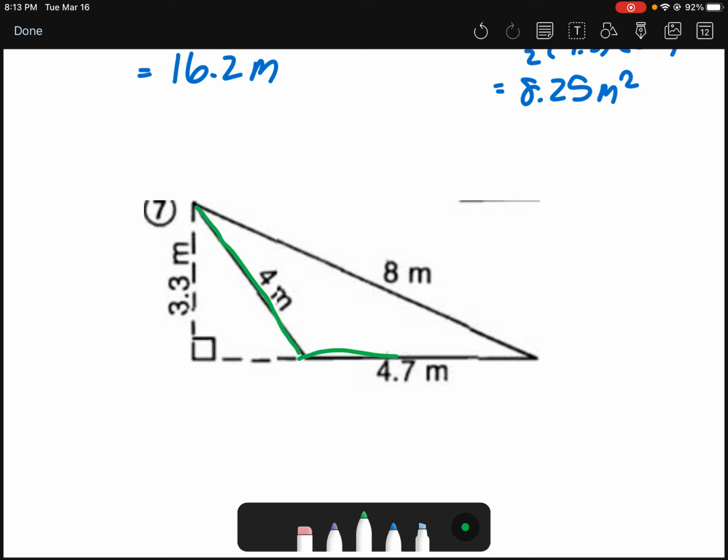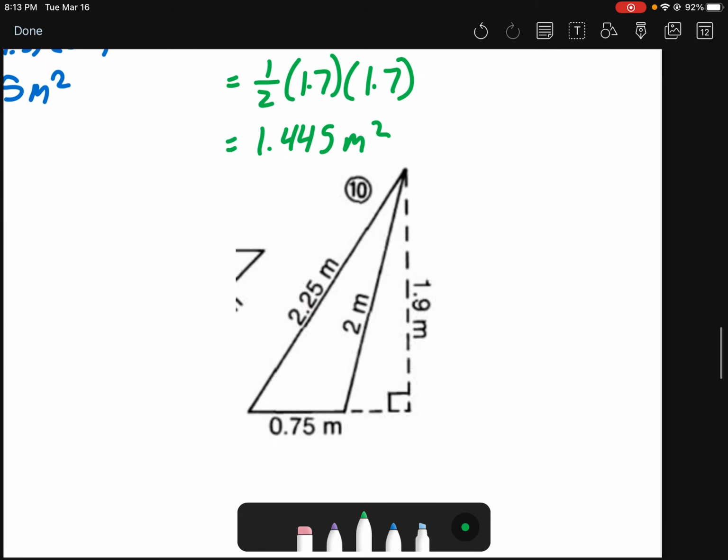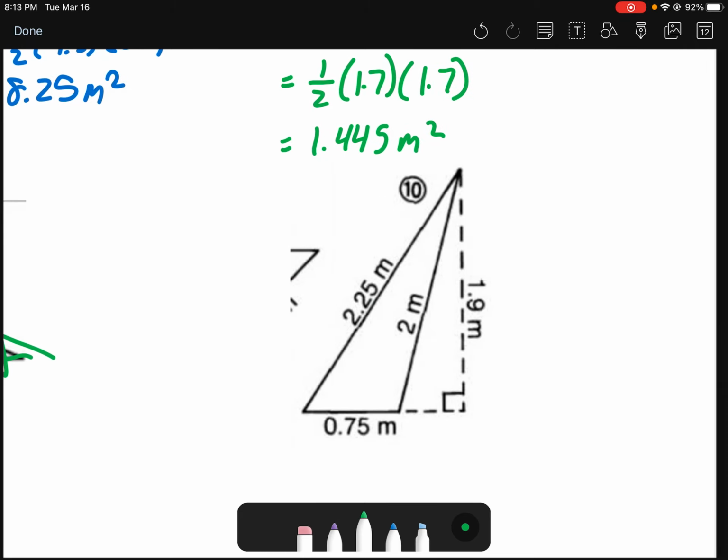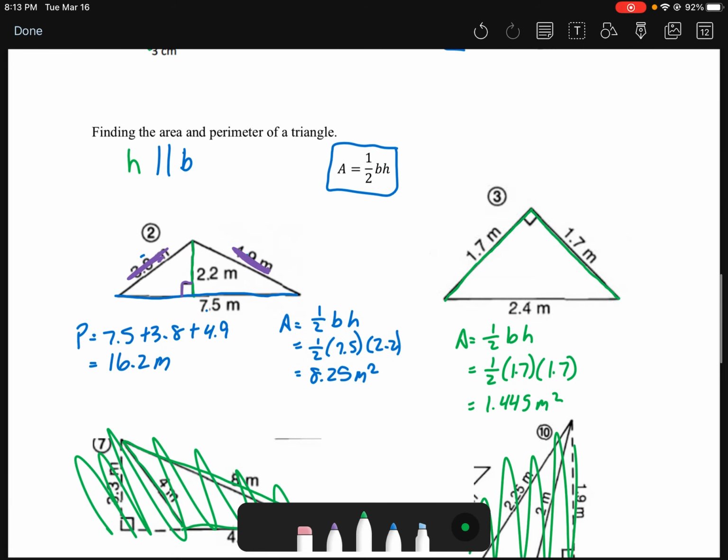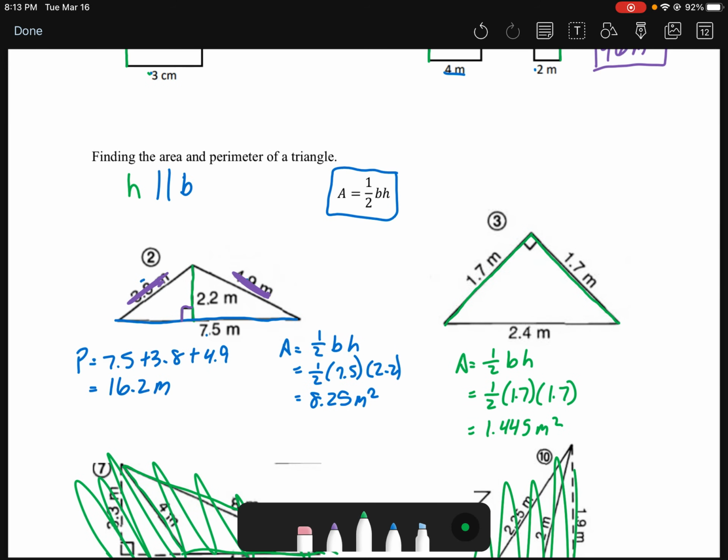So in reality, my triangle is this guy right here. We can't find the area of this one, can we? No, you cannot. We don't have enough information. Same thing for this one. So you can just use those guys. There you go. Remember, height and base perpendicular with one another.